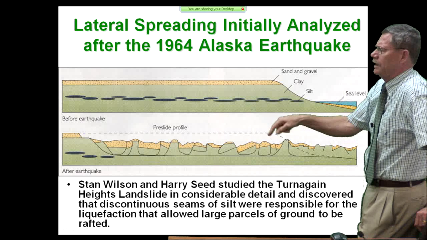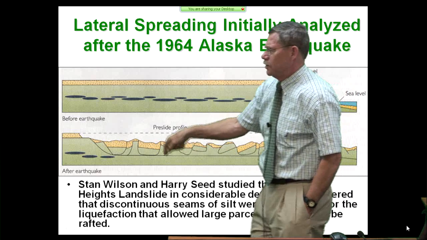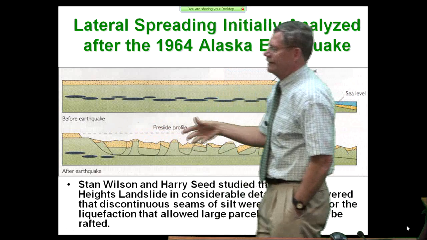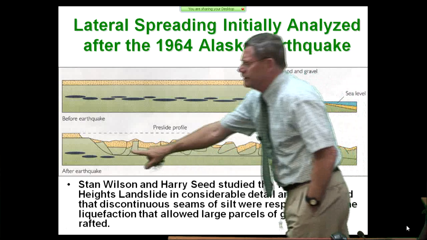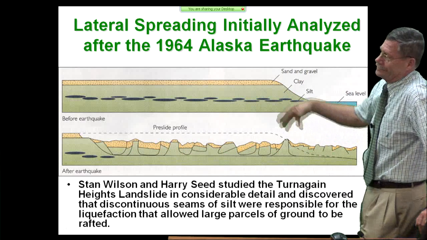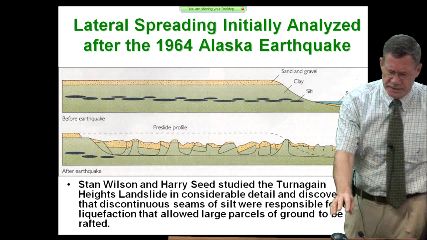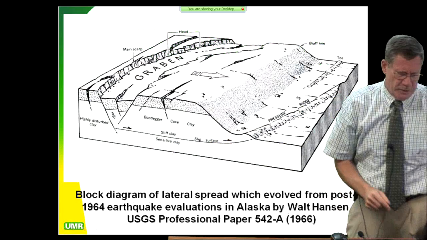Well, how could you rebuild on something like this? Well, that's very easy. You just put in stone column drains. That takes care of the problem, and the silt lenses are gone. They've been taken away in the failure. So lateral spreads are a very big issue to deal with.